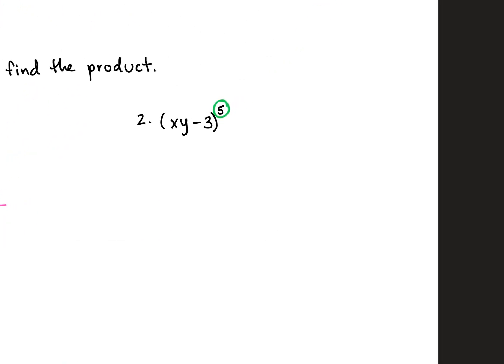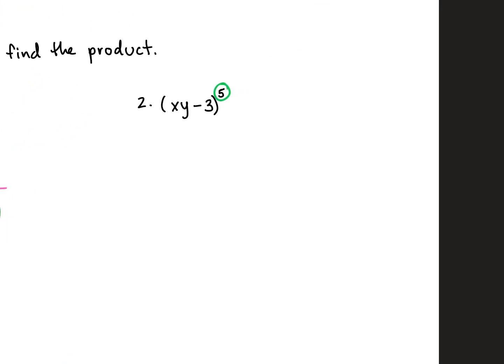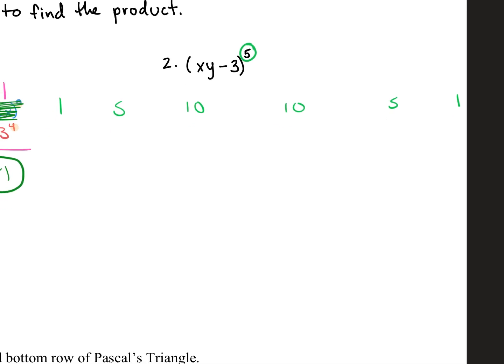So what are our coefficients from our 5th row? 1, 5, 10, 10, 5, 1. Perfect. Awesome. Now let's start with our first term. That would be xy. So here we have xy to what power? To the 5th power. We started with the 5th power in our question, so we start with the 5th power.